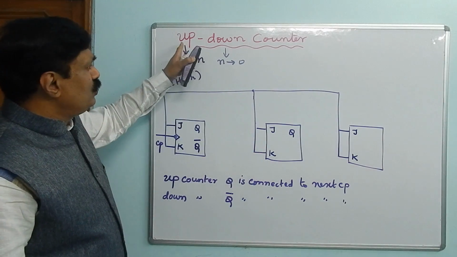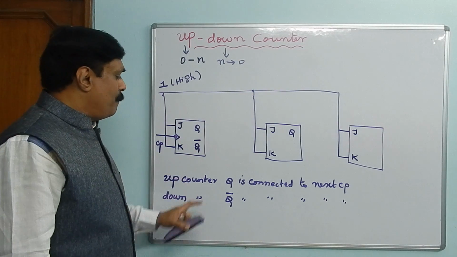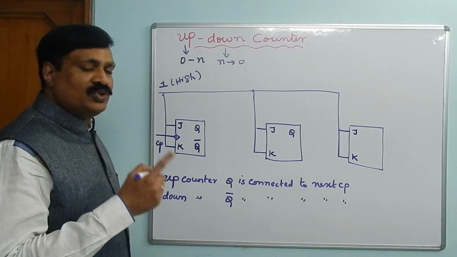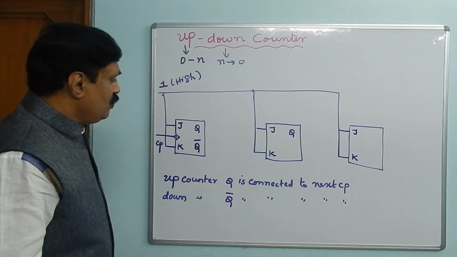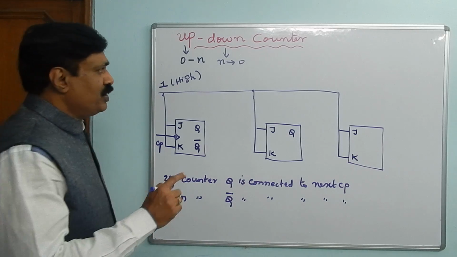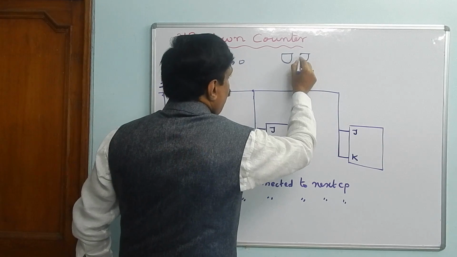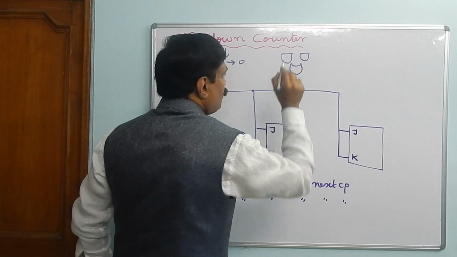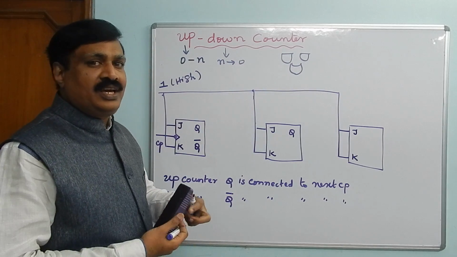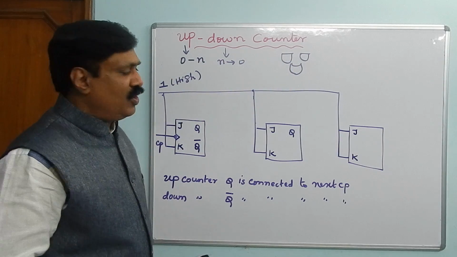Now we are going to use the up-down counter. That means we have to use both Q and Q bar at one time. Now how is it possible? In the bidirectional register, you might remember, I showed you this type of smiley face. That means 2 AND gates and 1 OR gate. Here also you are going to use 2 AND gates and 1 OR gate.